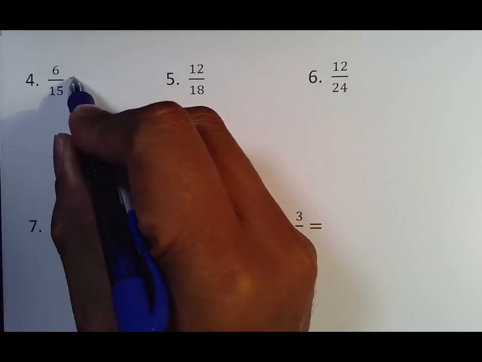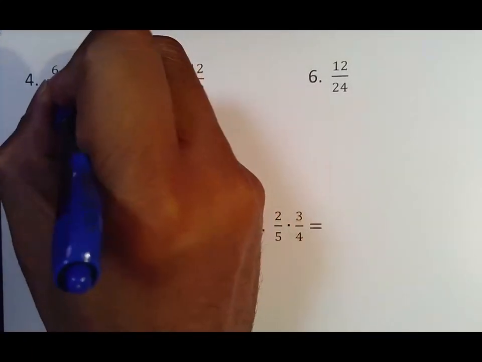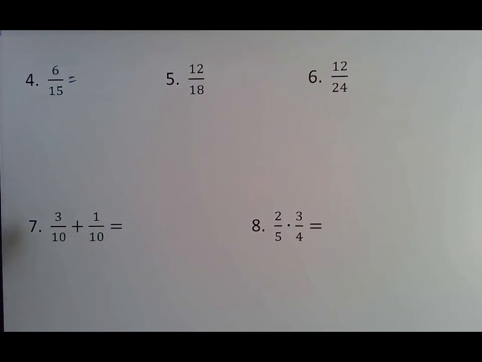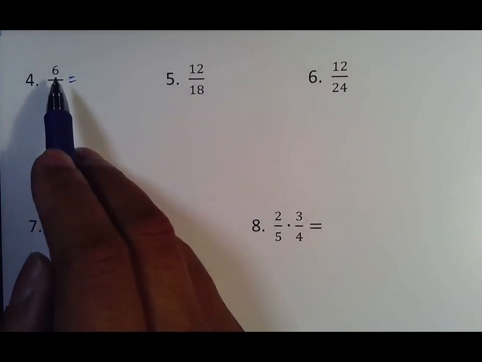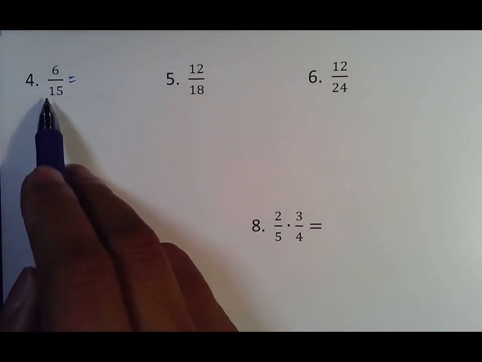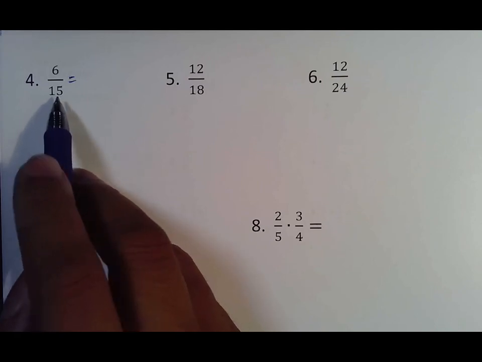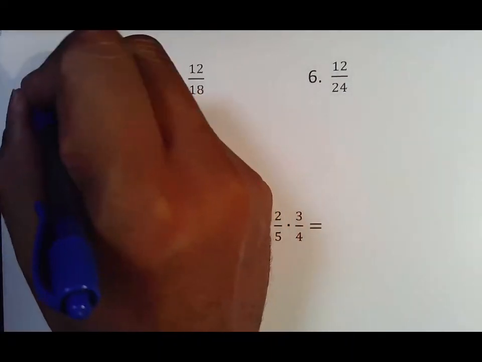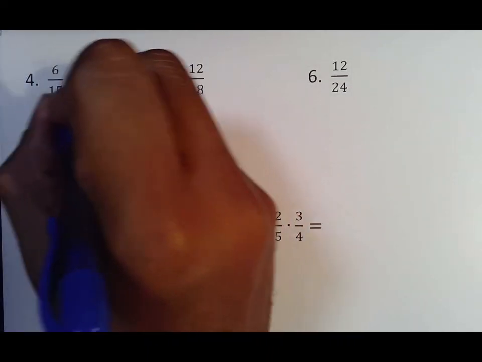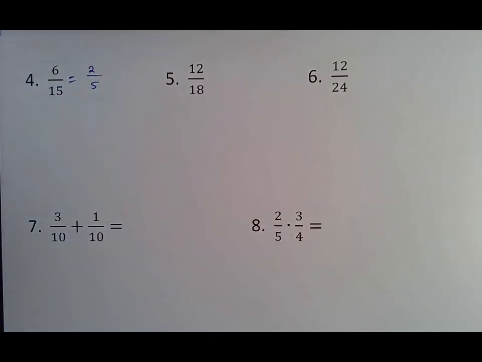6 over 15. Again, you look at the 6 and the 15. They're not both even, so it's not a 2. They're not both ending in 5 or 0, so it's not a 5. But just check 3 real quick. I know that 3 times 2 is 6, and 5 times 3 is 15, which means 3 is a common factor. So 6 divided by 3 is 2, and 15 divided by 3 is 5, because 5 times 3 is 15. And that would be it.